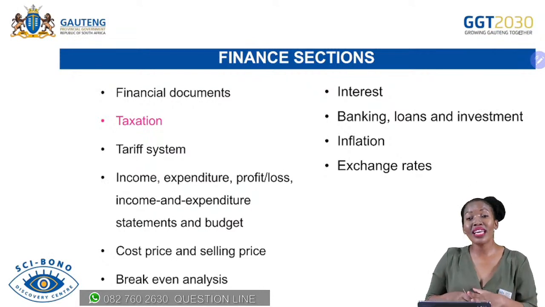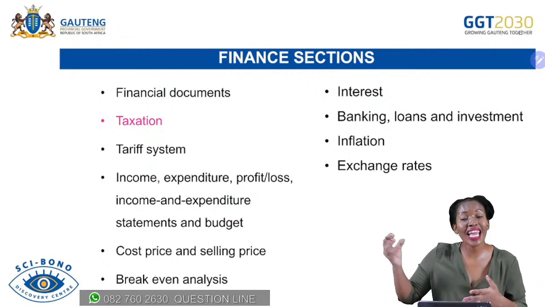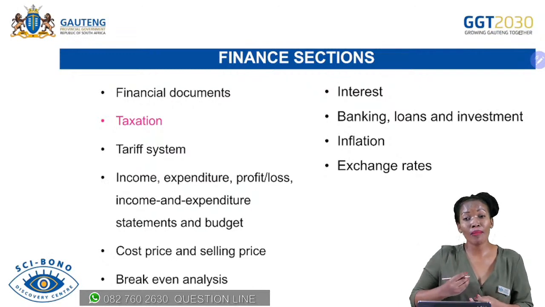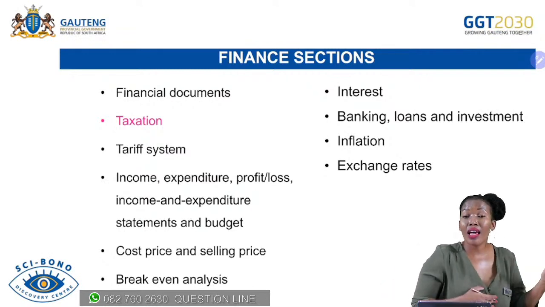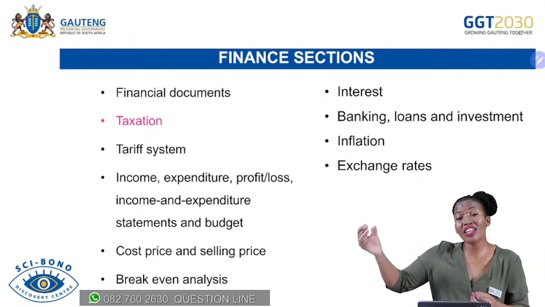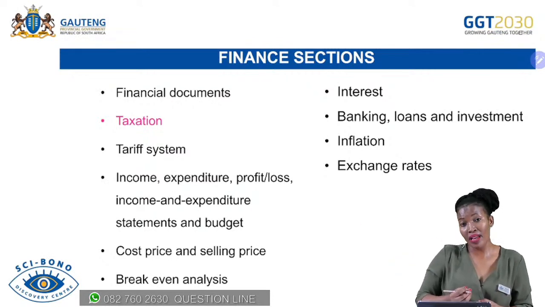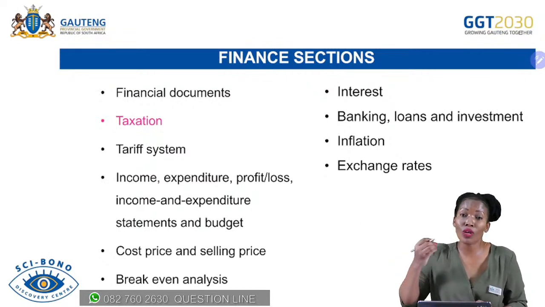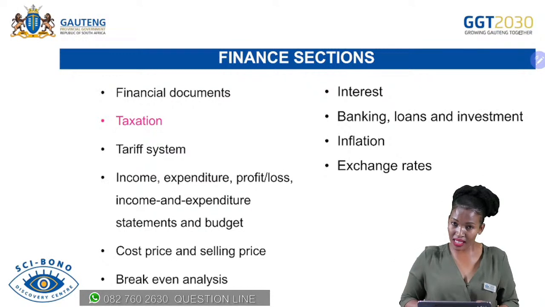So for people that are working or for people that are earning an income, because it's not just about working, even people that are running their private businesses. So for anyone that is earning an income, they contribute towards what we call income tax.